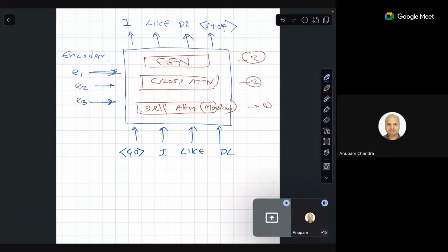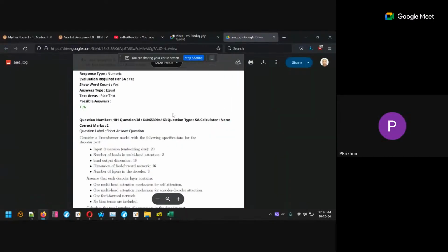But conceptually, you guys are clear with what is masked self-attention, what is cross-attention, and the feed-forward network. Feed-forward network, FFN, you can forget, it's nothing. It's a simple MLP. Cross-attention and the masked version of self-attention should be conceptually clear.